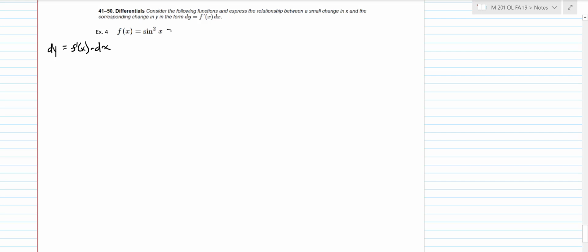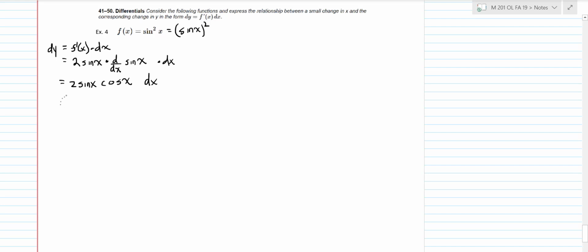I'm going to write this function as sine of x squared. That derivative is going to be 2 sine x times the derivative of what's inside by the chain rule. And then you've got to tack on that dx right there. So you have 2 sine x times cosine of x, since the derivative of sine x is cosine x, times dx.